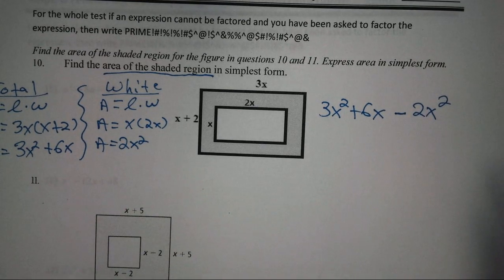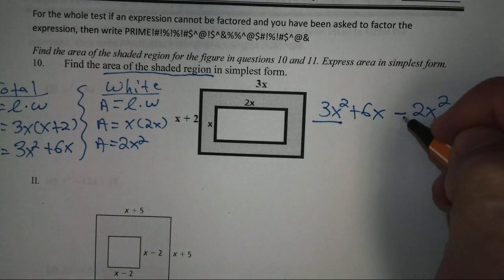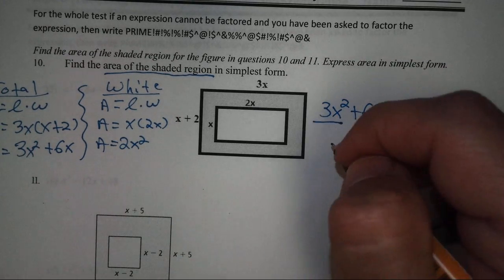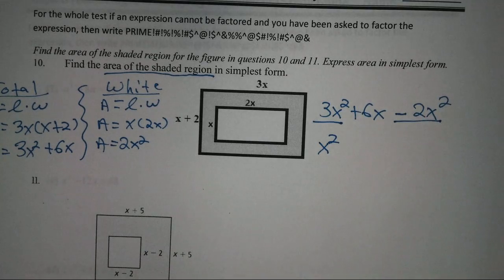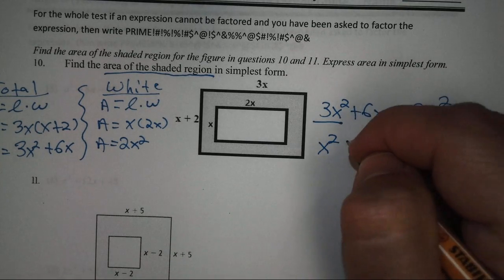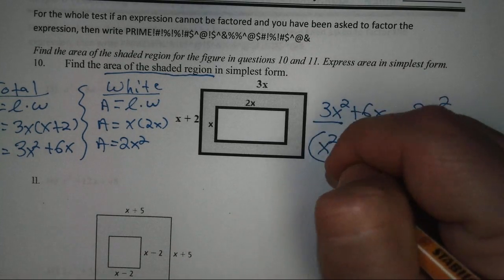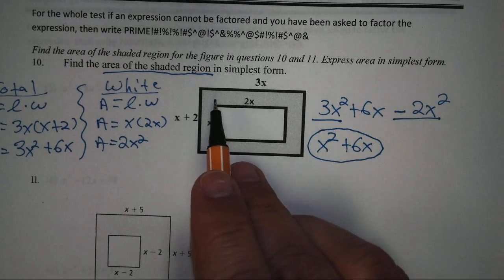And now we look for like terms. And see, I've got a 3x squared and a minus 2x squared. So that gives me 1x squared, which we just write x squared. You can put the 1 in front if you want to, plus 6x. And that's our final answer. That is the leftover part.